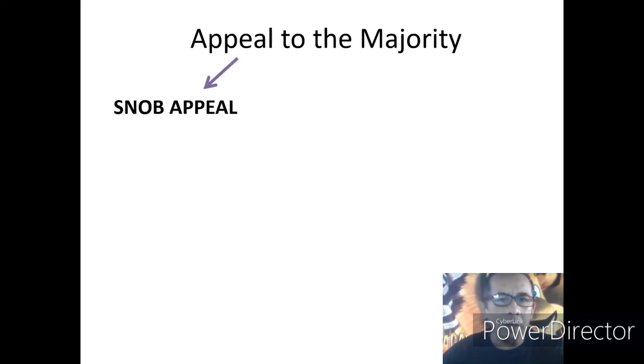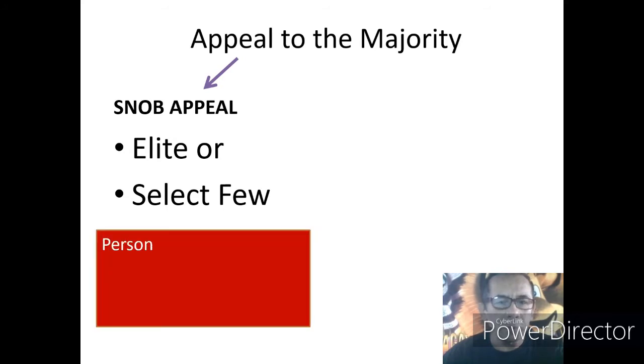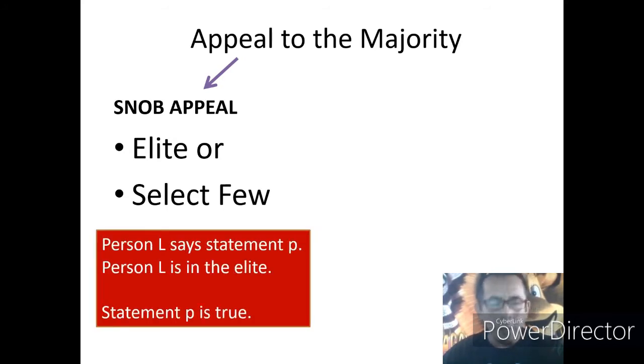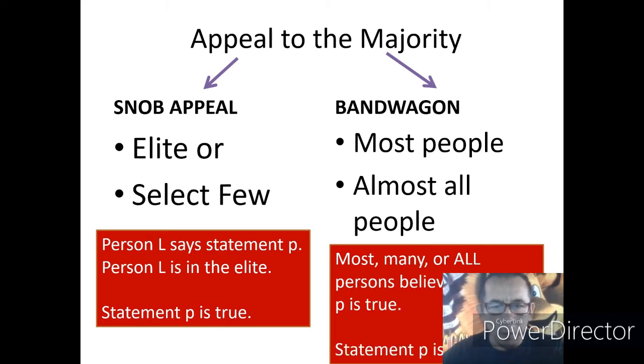First is the snob appeal. In the snob appeal, it is the elite or the selected few. For example, person L says statement P, then person L is the elite. Therefore, statement P is true. On the other side, we have the bandwagon. Most people, almost all people. Example, many or all persons believe statement P is true. Therefore, statement P is true.